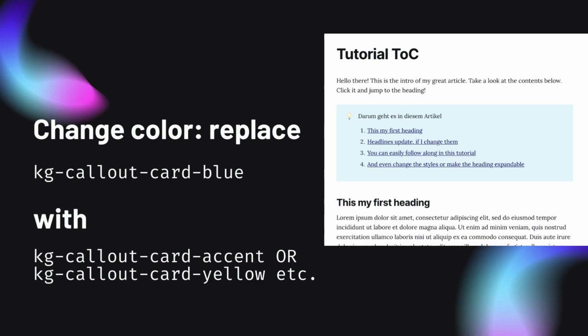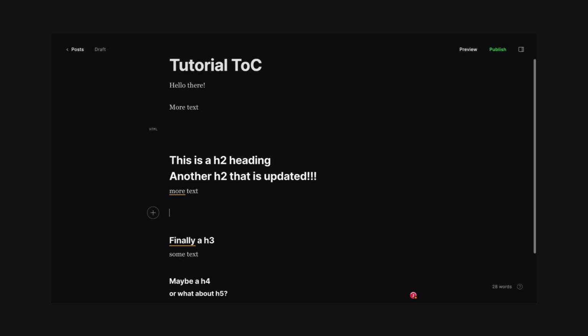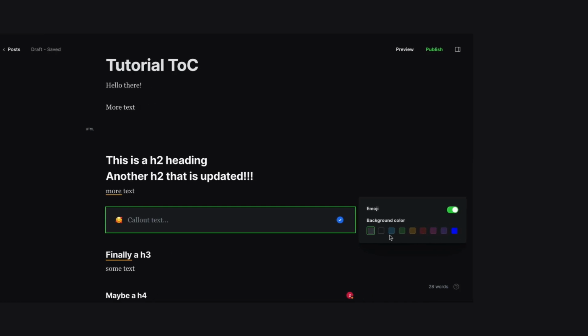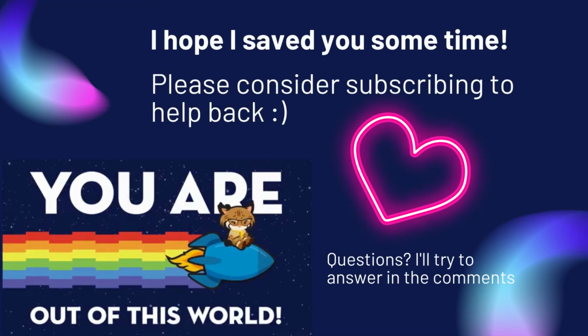If you want to stick with the former table of content but change the color, look out for the KG callout card, blue, and change it to yellow, accent, or whatever color you want. You can choose from all different colors from the Ghost callout. So create a callout and check the color there. It's between green, blue, red, purple, pink, and your brand color. You'll find more examples below, also more explanation about changing the color.